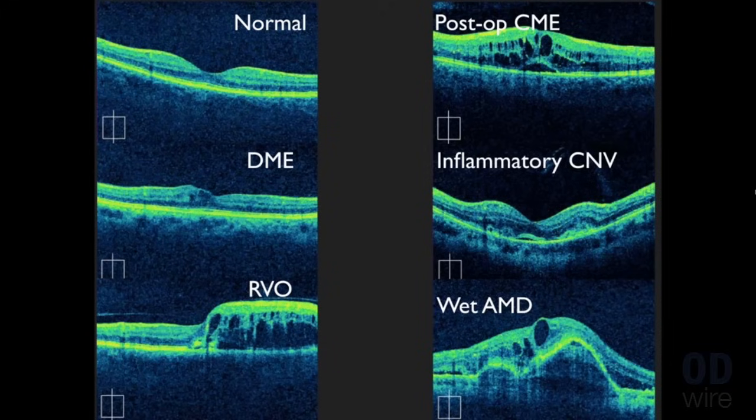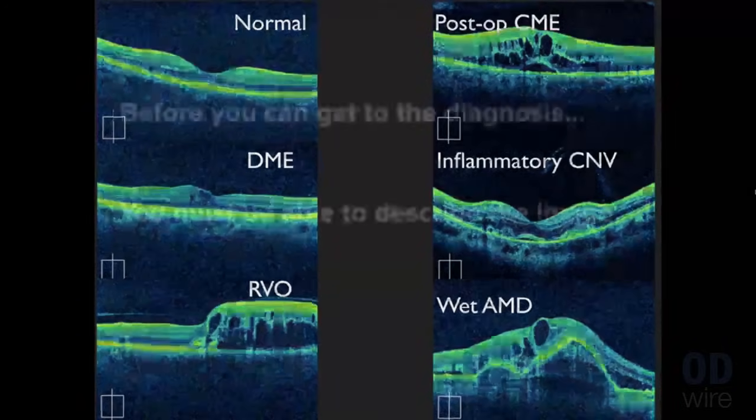wet age-related macular degeneration. Now, when I look at these OCT images, I actually don't even just see the description or the diagnosis. I'm already looking at them and seeing prognostically how these patients are going to fare and what we might need to do to treat them. But hang on a tick, because before you can get to the prognosis, you need to be at the diagnosis. And before you can get to the diagnosis, you really must be able to describe the images accurately.